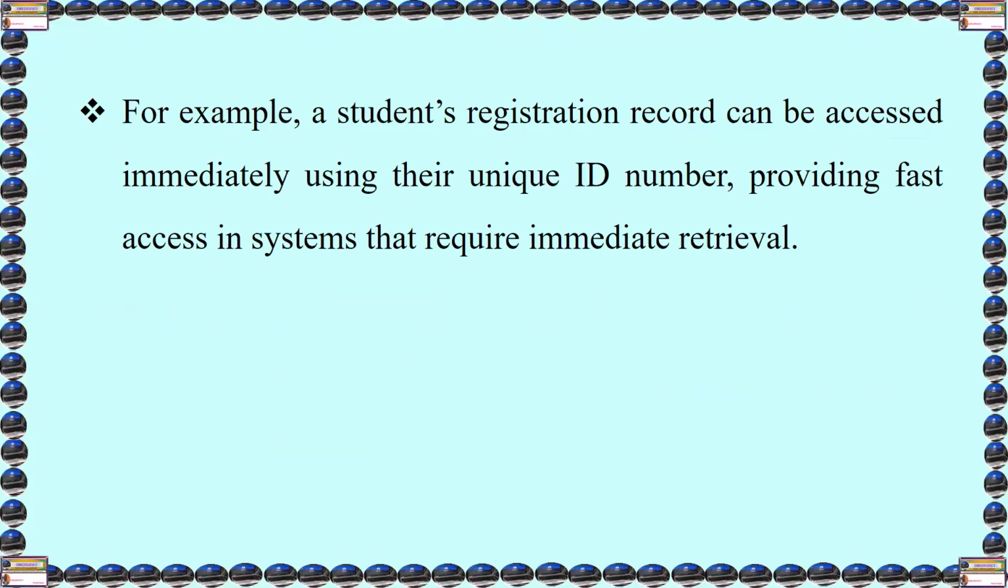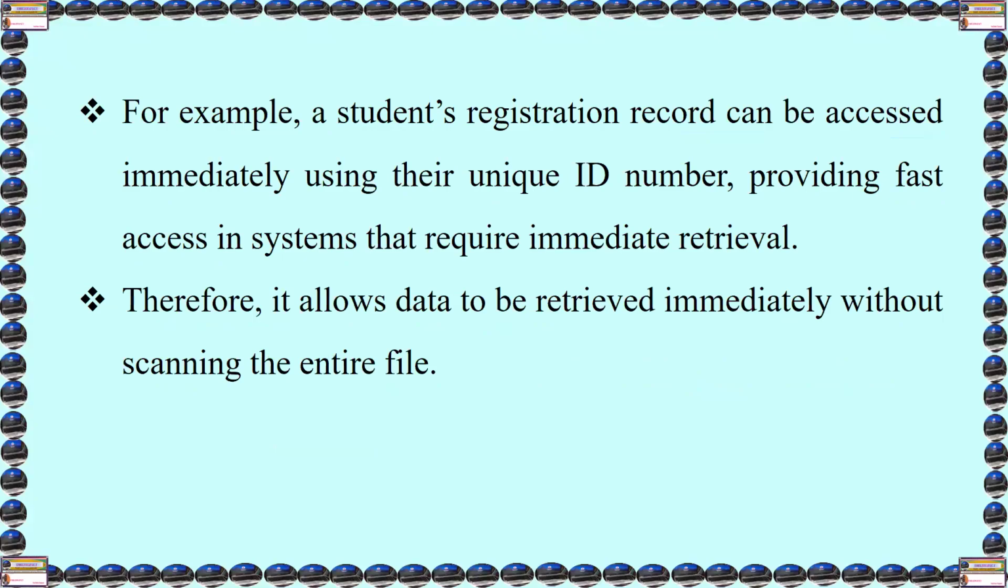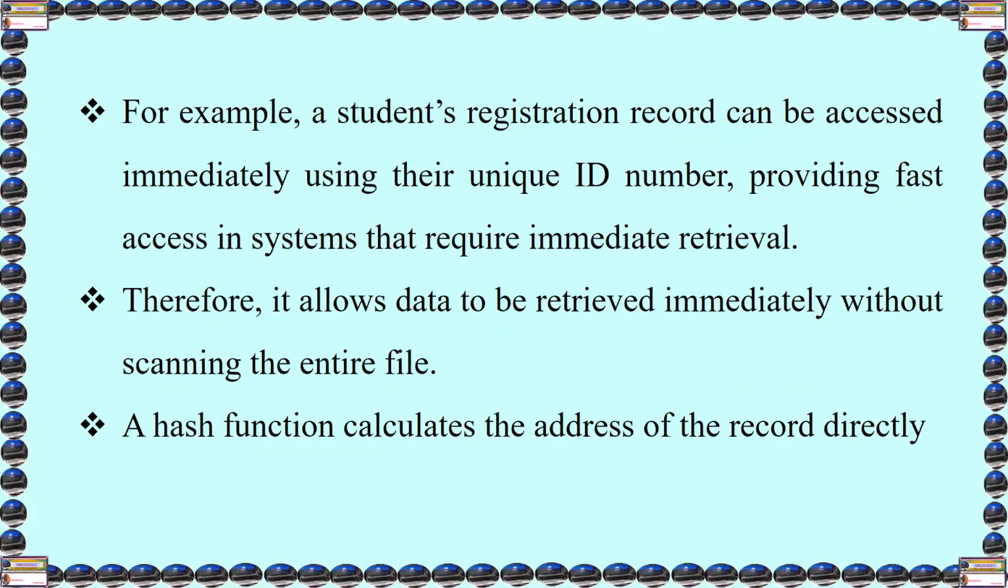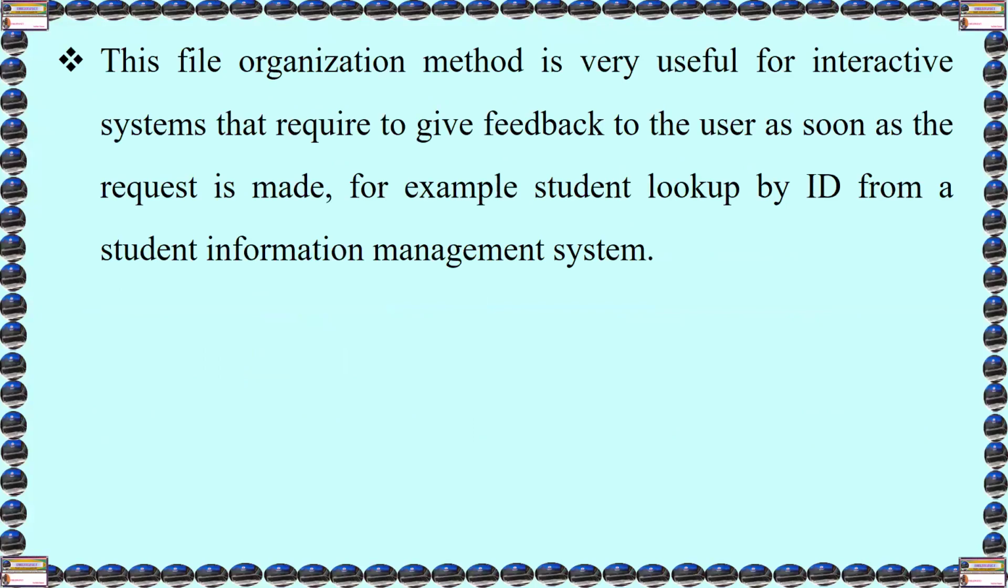For example, a student's registration record can be accessed immediately using their unique ID number, providing fast access in systems that require immediate retrieval. Therefore, it allows data to be retrieved immediately without scanning the entire file. A hash function calculates the address of the record directly.